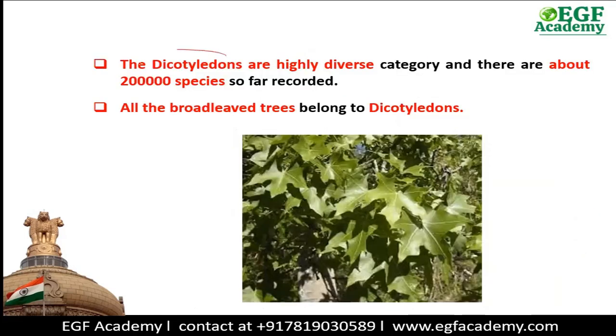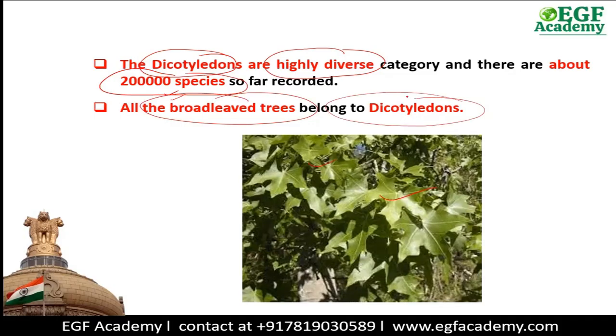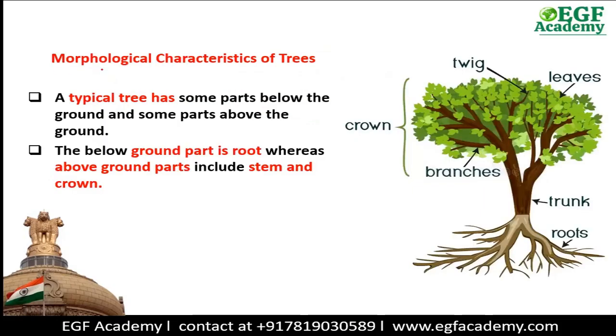So the dicotyledon plants are highly diverse. There are many species of dicots present here. Approximately 2 lakh species have been recorded as of now. All the broadleaf trees belong to dicots. Now let's see the morphological characteristics of trees.